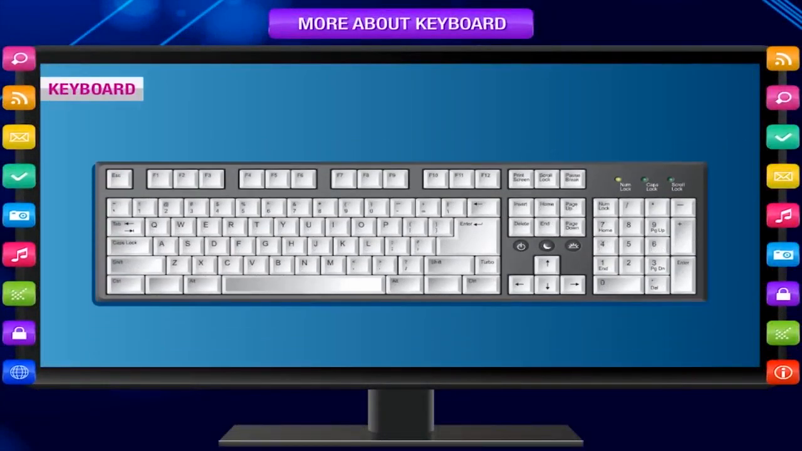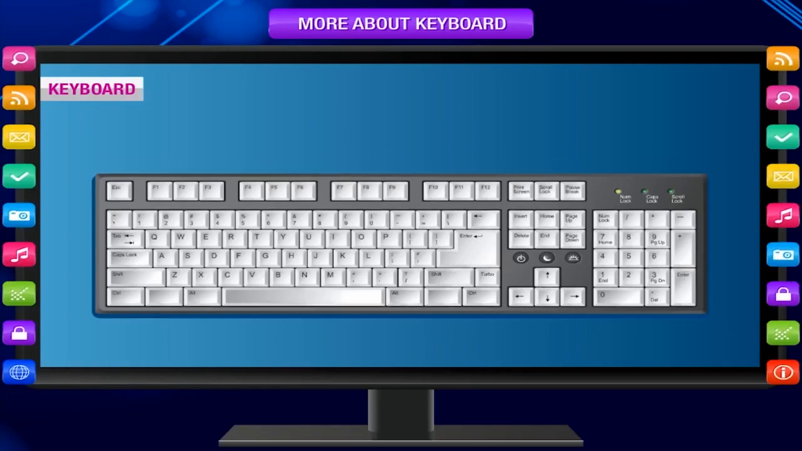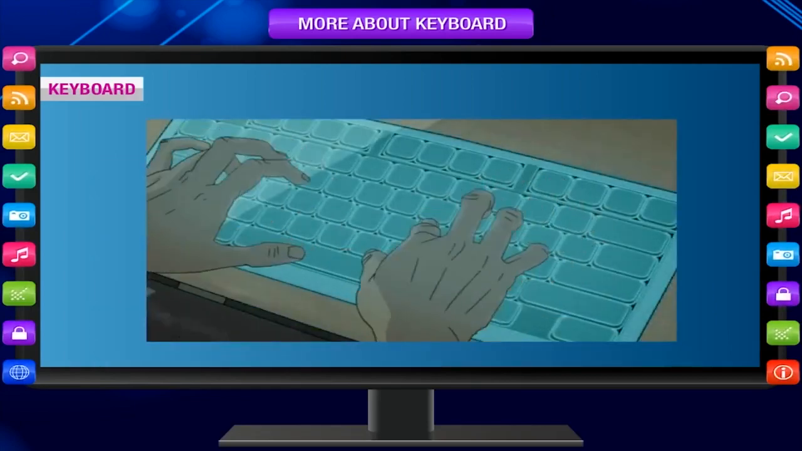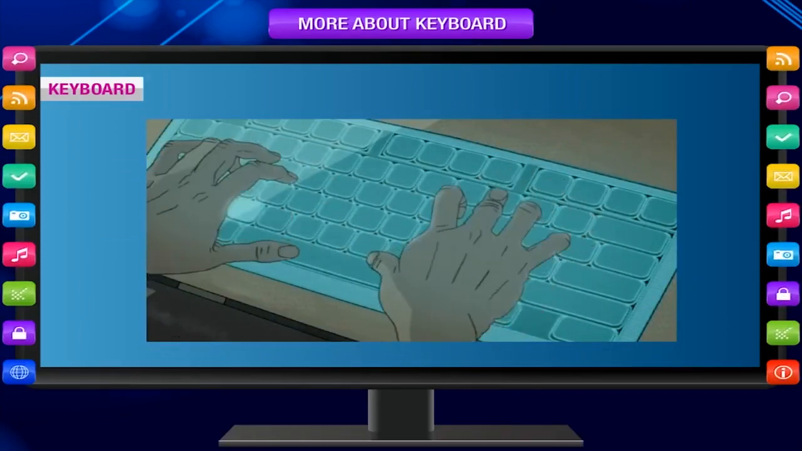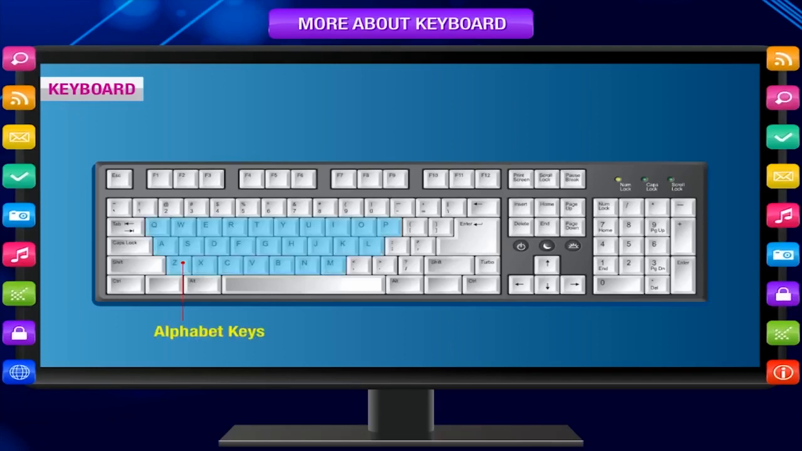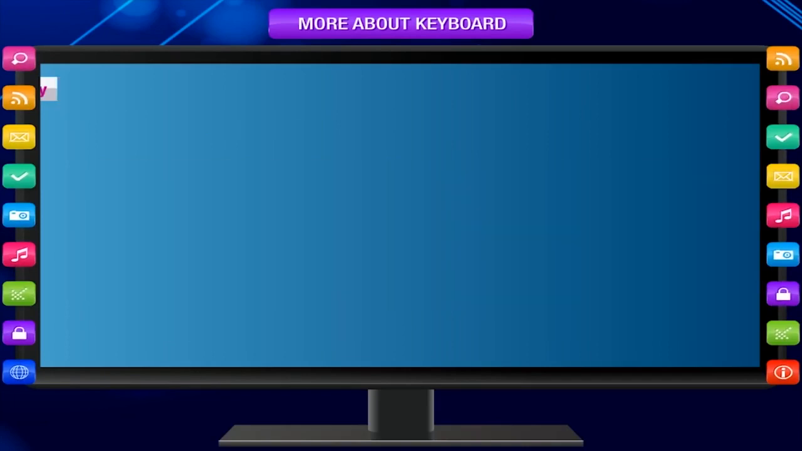Keyboard. A keyboard is an input device. It consists of a number of buttons known as keys. We type by pressing keys on the keyboard to enter the information and instructions into a computer. There are different types of keys on the keyboard to perform different tasks. In the previous class, you learnt about alphabet keys, number keys, spacebar, and enter keys. Now let us know about more keys.